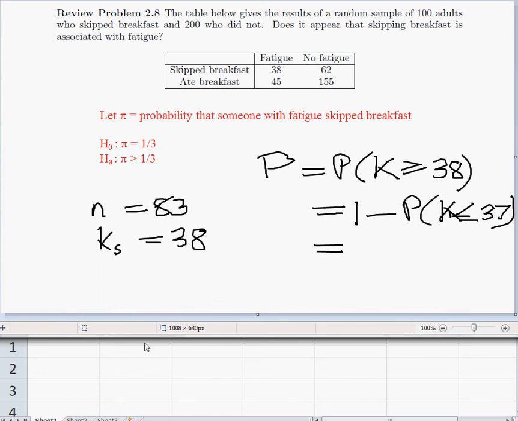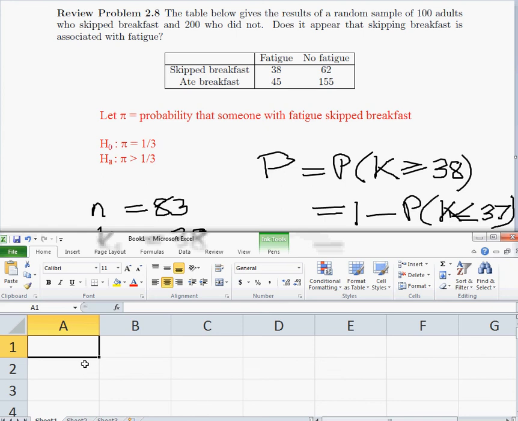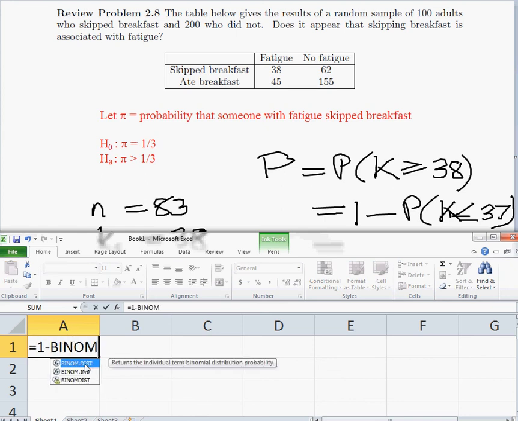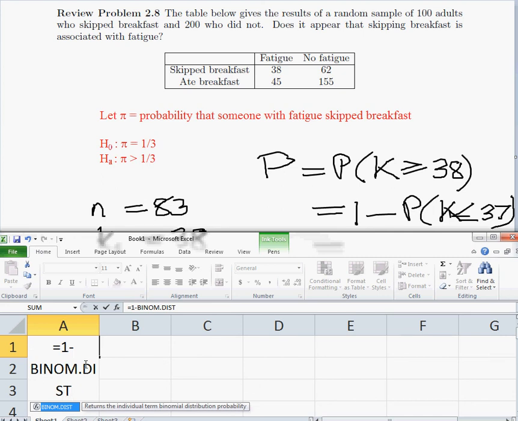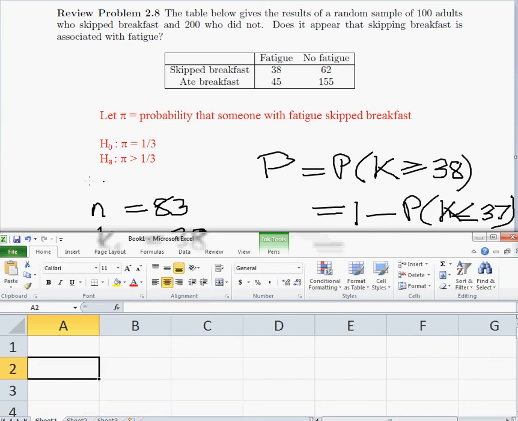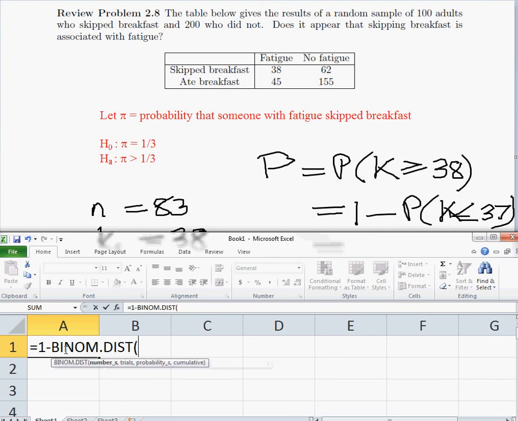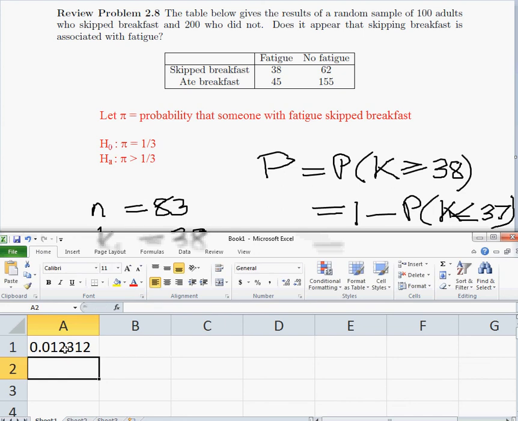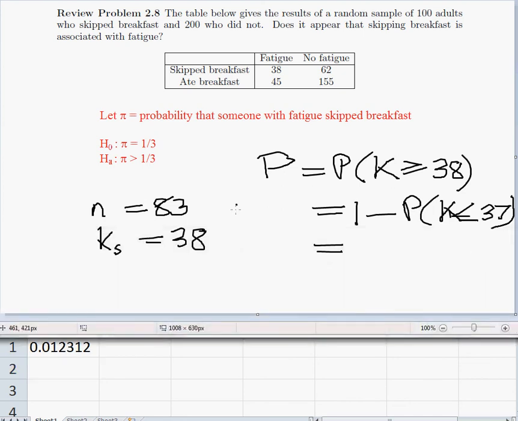And so using either Excel or else a calculator, we compute that probability. So 1 minus binom dist. Now let me change the formatting here so that doesn't happen again. Equals 1 minus, try again. Okay, here we go. Equals 1 minus binom dist 37, 83 trials, probability of success is 1/3, and it is true that I want to add up all the probabilities to the left of 37. So we compute this, we get 0.012.